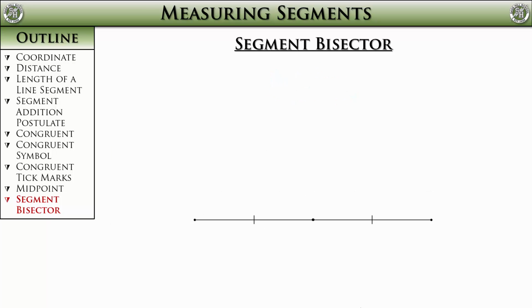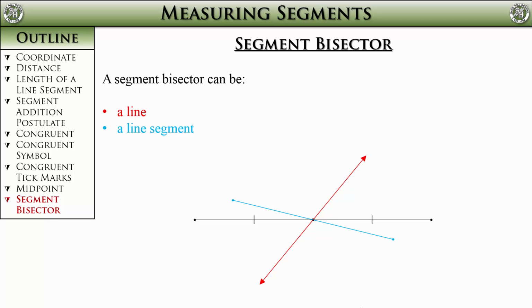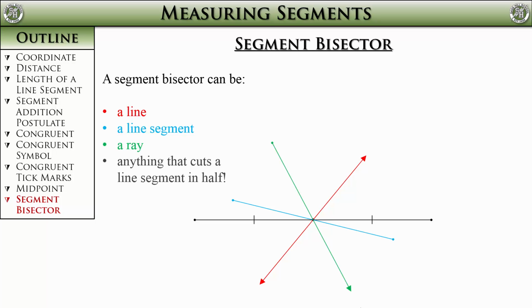So we have our line segment back with the midpoint drawn in. Since a segment bisector cuts a line segment in half, a segment bisector for this line segment must pass through the midpoint. Here, this red line is our segment bisector. It cuts the line segment in half. It goes through the midpoint. Obviously, a segment bisector can be a line, but that's not the only thing that can be a segment bisector. A segment bisector can also be a line segment. As long as it goes through the midpoint, it works. A ray could also be a segment bisector. In fact, anything, whether it is a plane, a triangle, or whatever, as long as it cuts the line segment in half, it counts as a segment bisector.